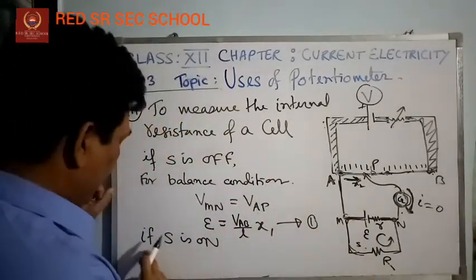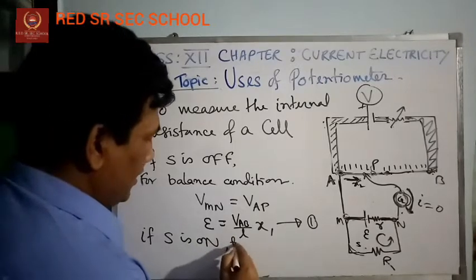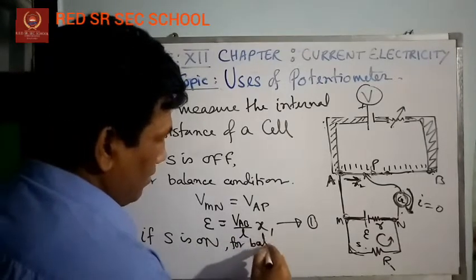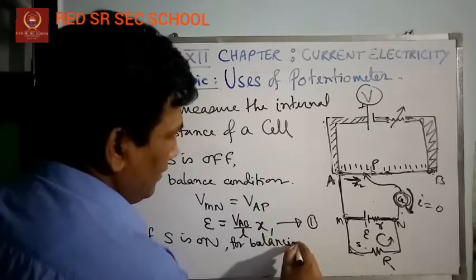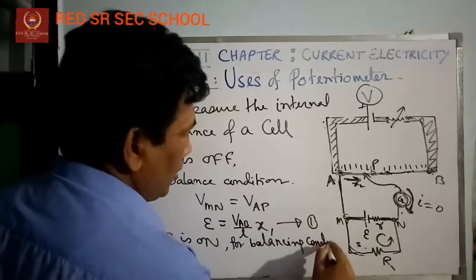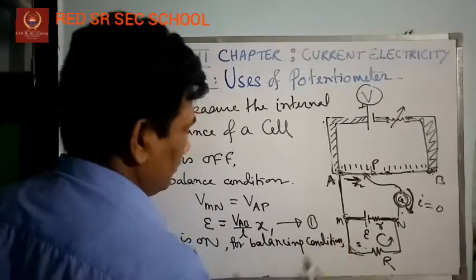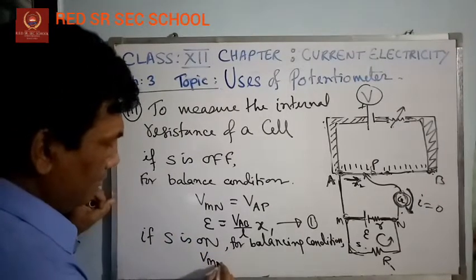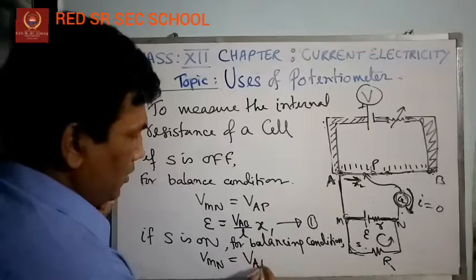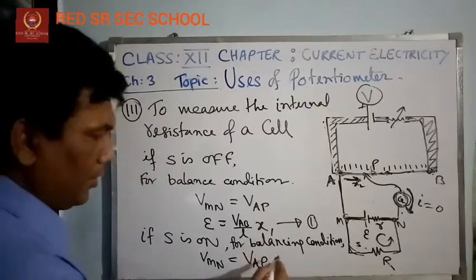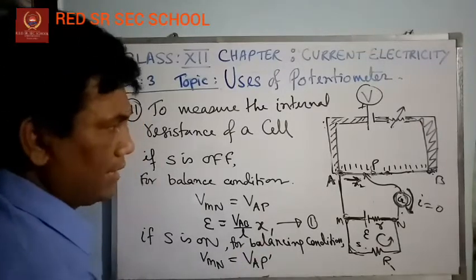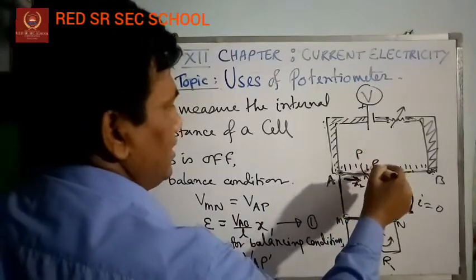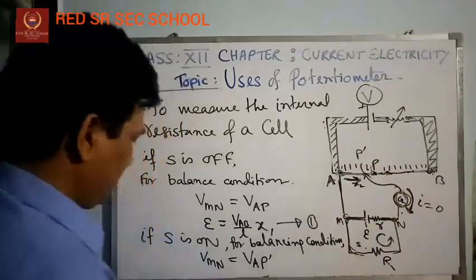See, if S is on, for the balancing condition, the potential difference between M and N must be equal to the potential difference between A and P at the new position of the point. Yeah, P dash you can write. Say this is P dash. Initially it was at P, now it is P dash.